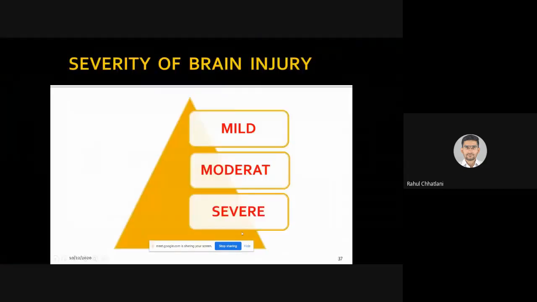Using the Glasgow Coma scale, we will give the scoring of mild, moderate and severe. When a physician or neurophysician sees a patient, it will be needed that he or she takes the Glasgow Coma scale to categorize the patient into mild, moderate or severe.